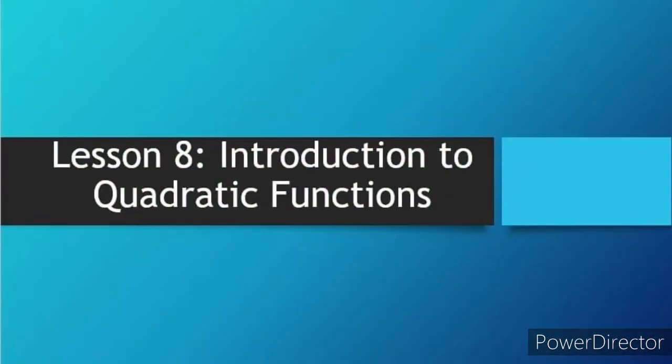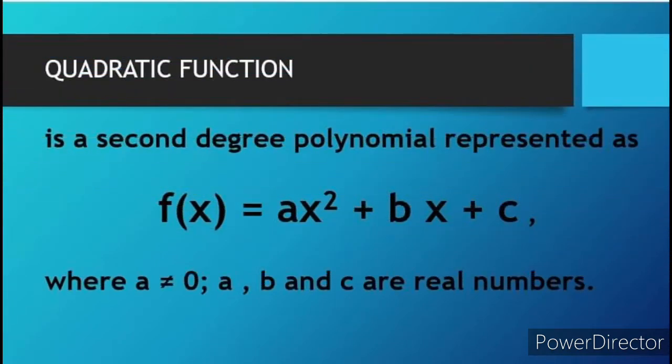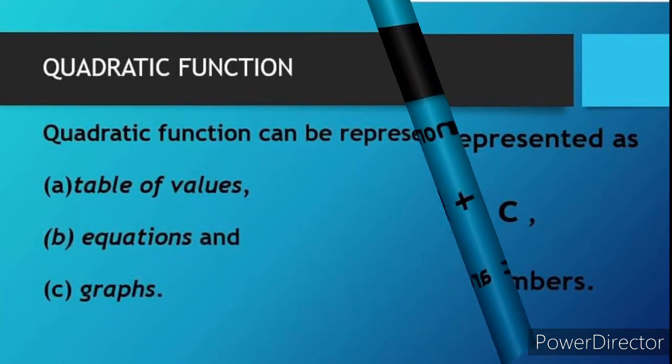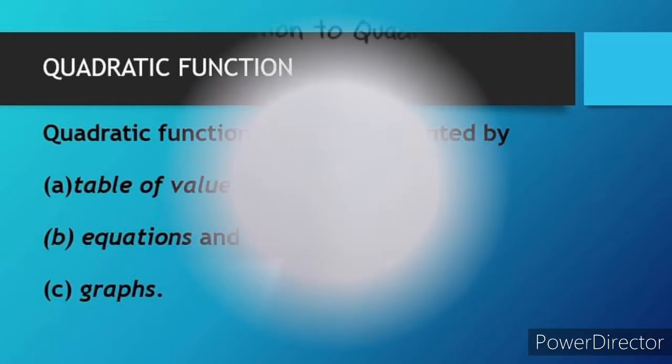Lesson 8, Introduction to Quadratic Functions. A quadratic function is a second-degree polynomial represented as f of x equals ax squared plus bx plus c, where a is not equal to 0, and a, b, and c are real numbers. A quadratic function can be represented by a table of values, equations, and graphs.